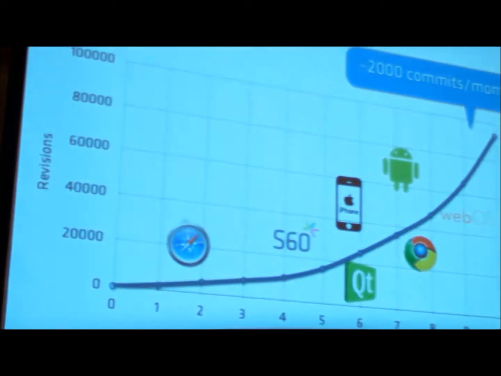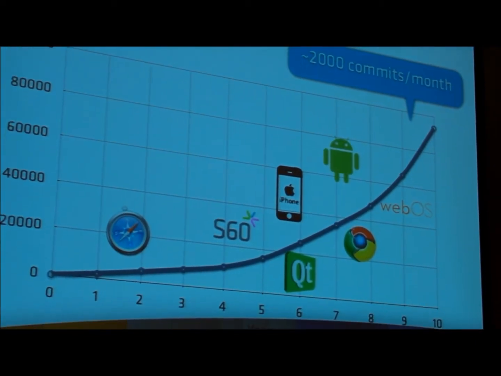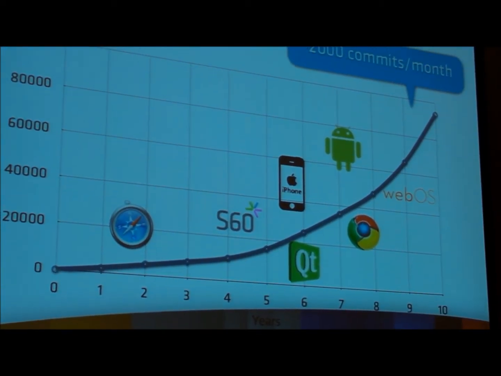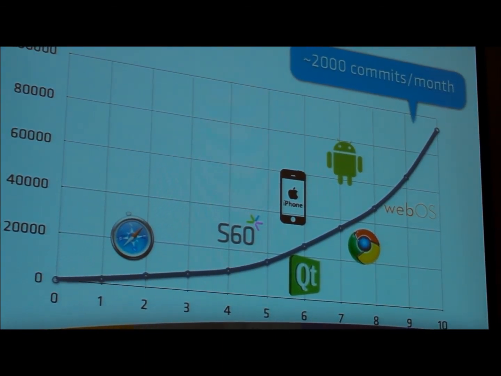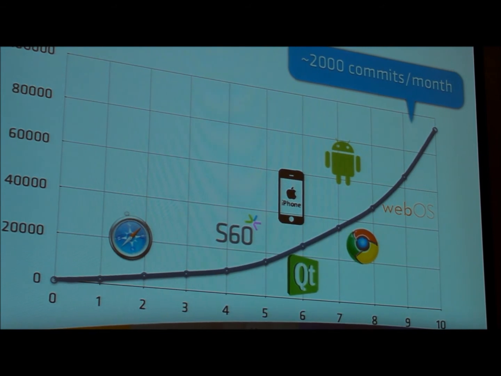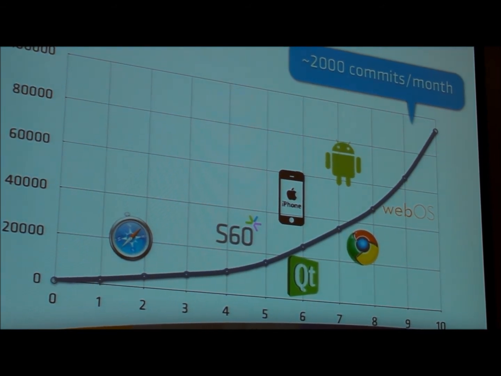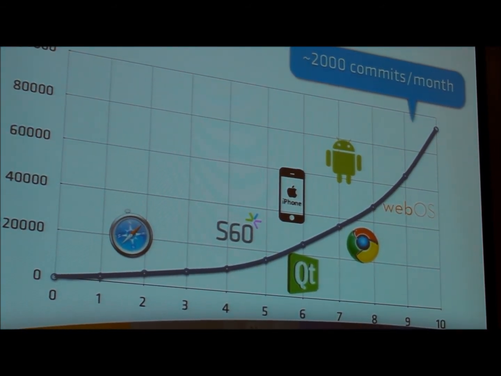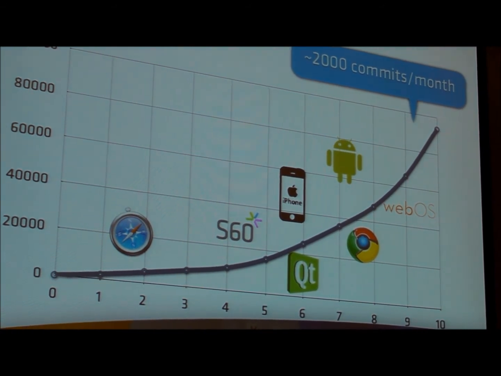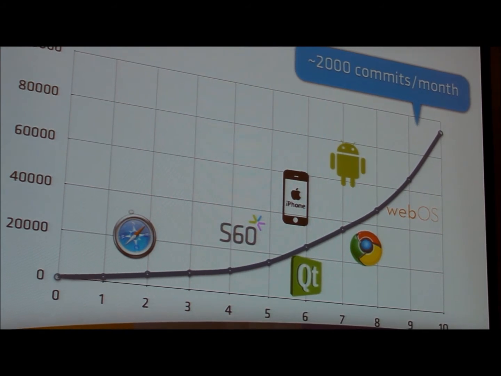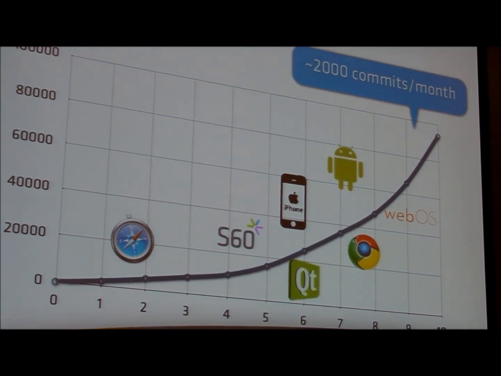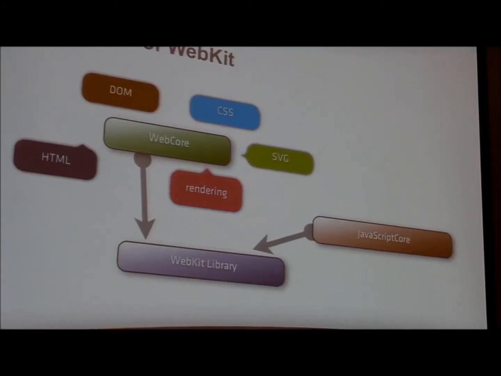WebKit is a crazy project if you look at the project timeline. The horizontal axis is years. We just passed one decade of development, and the vertical axis is the revisions, the commits that go into the repository. As you can see, the trajectory is going almost vertical. So it's really important to leverage this fast-moving, rich project because you don't want to build all this stuff from scratch. And you can see a lot of projects adopt that approach.